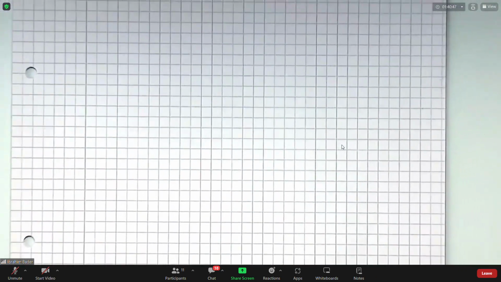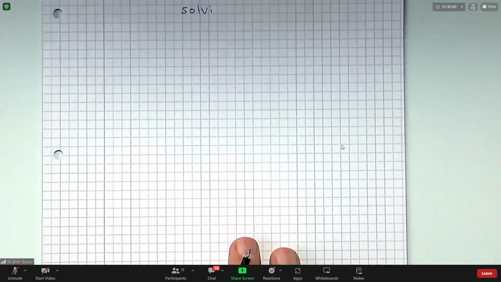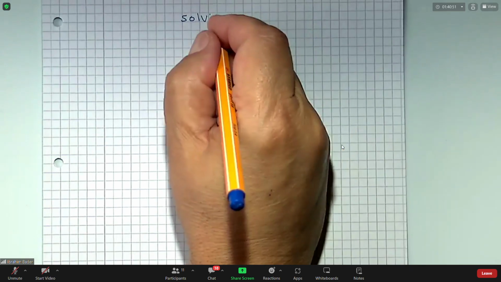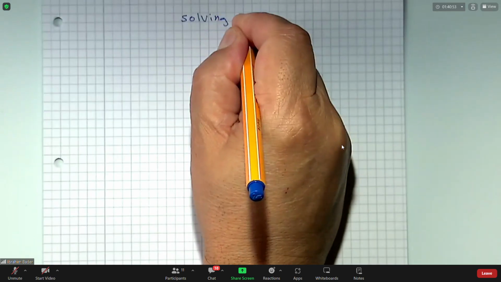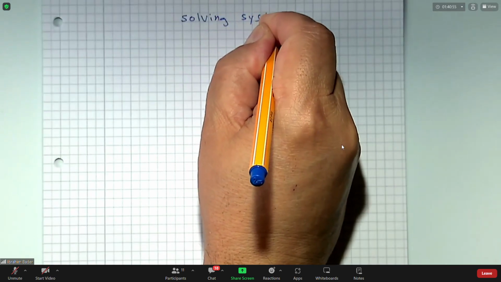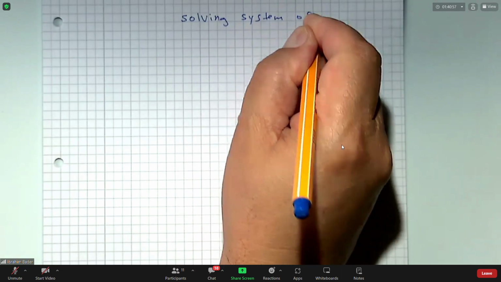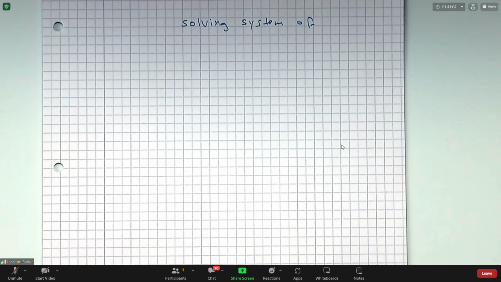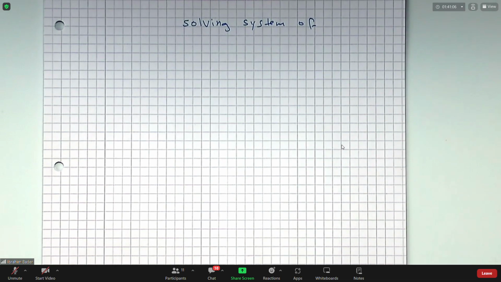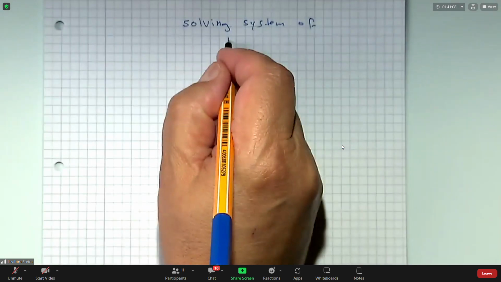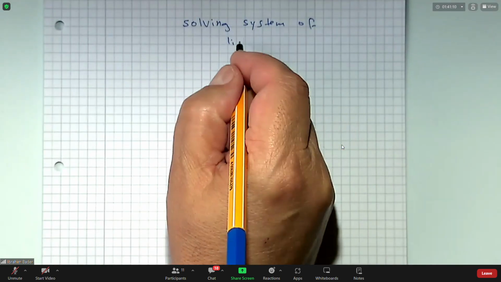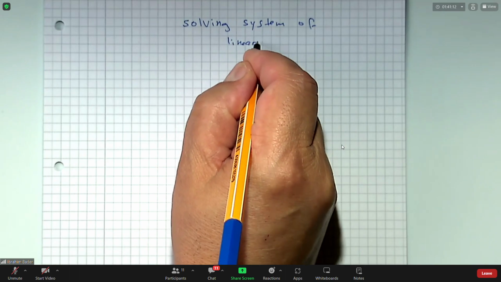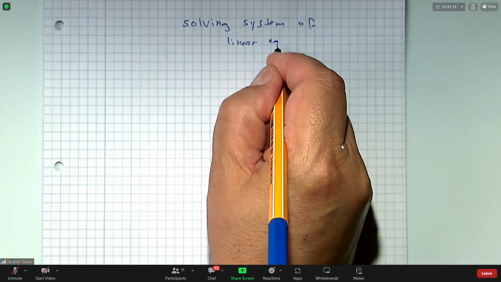Zoom out one more. Is the projector clear, or is it a little bit too much light? Is it okay? Can you read it? Okay, great.